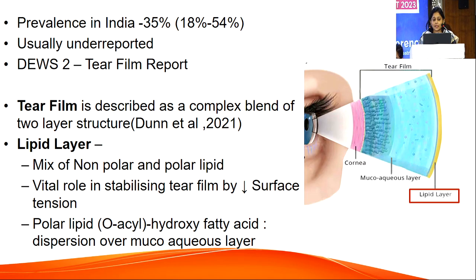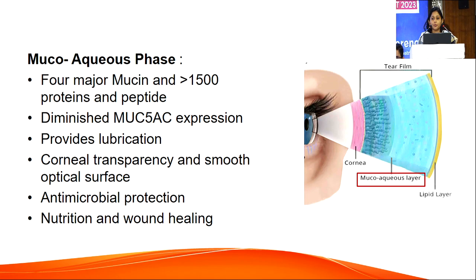The prevalence in India is estimated to be approximately 35%, from studies reporting 18 to 54%. It is usually a very underreported problem. According to the tear film report of DEWS II, the tear film is now described as a complex blend of a two-layered structure, consisting first of the lipid layer, which is a mix of non-polar and polar lipids. It has a vital role in stabilizing the tear film by reducing the surface tension. Of all the lipids, the polar lipid O-acyl hydroxy fatty acids plays the most important role in the dispersion of the lipid layer over the mucoaqueous layer.